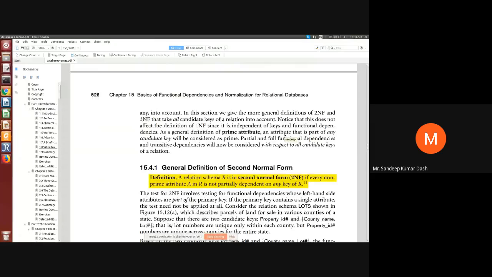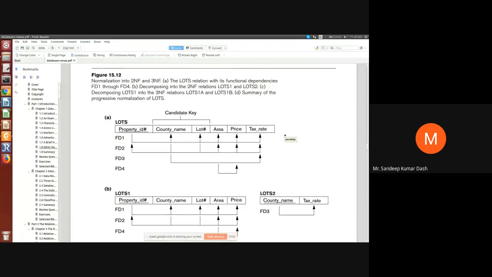Okay. See an example here for that. You see there is another relation given. Here property ID is the primary key, only a single primary key. County name and lot number is a candidate key. You know the difference between primary key and candidate key? I hope you remember. Candidate key means this is also a candidate for primary key. That's why the name is candidate key. This is also a candidate for primary key.